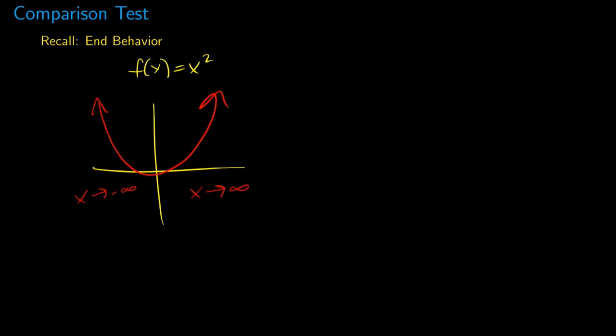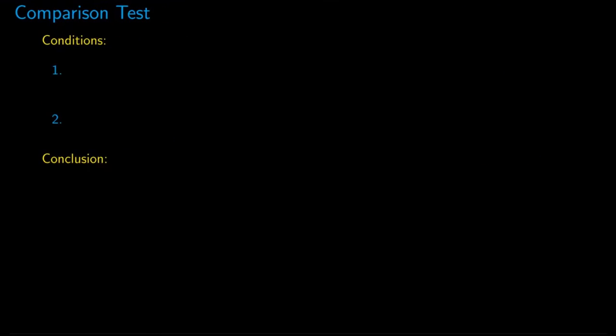Okay? So end behavior only really matters as we go really far out, as x gets really big, approaching infinity. We just want to know the overall trend of the function as x is getting really big. And we're going to discuss a method of proving convergence or divergence of series by comparing the end behavior of different series.